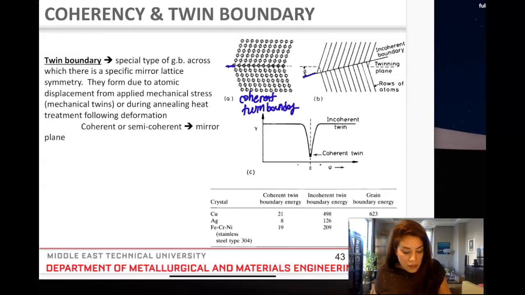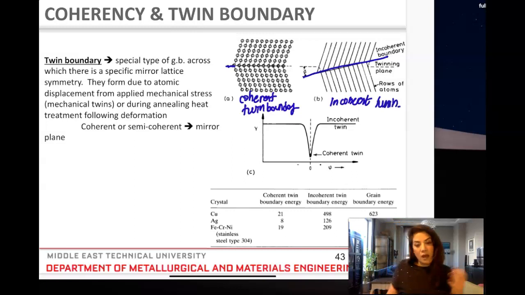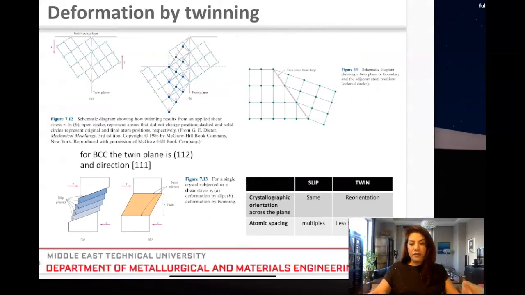But around that mirror plane, if it's not continuous, it's not a perfect mirror, there are discontinuities, the lineup of these atoms is not perfect and it's not a perfect mirror image, it's called an incoherent twin. As you may guess, an incoherent twin has a higher energy compared with the coherent twin boundary. Let's take a look at it. I think in the strengthening mechanisms you're going to see the deformation twinning phenomena. This is exactly what it looks like.